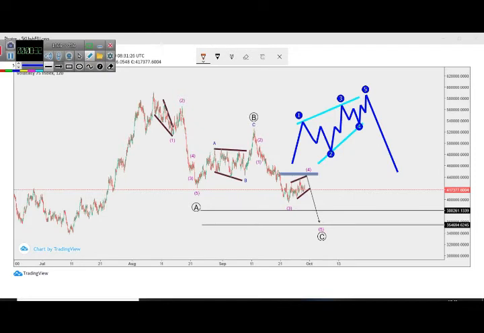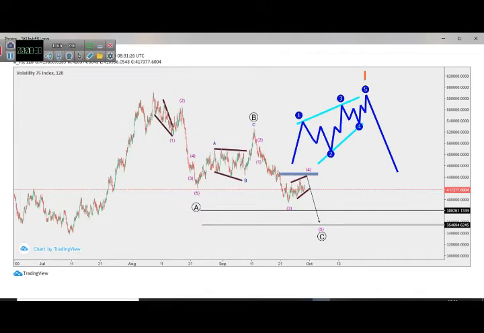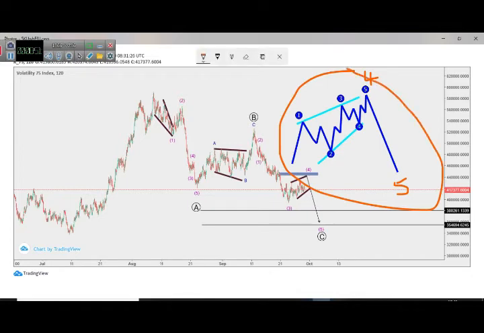So here we will be having something like the wave 4 here and the wave 5 here at the bottom. This is the first scenario of what our wave 4 may be like. This is the first scenario.